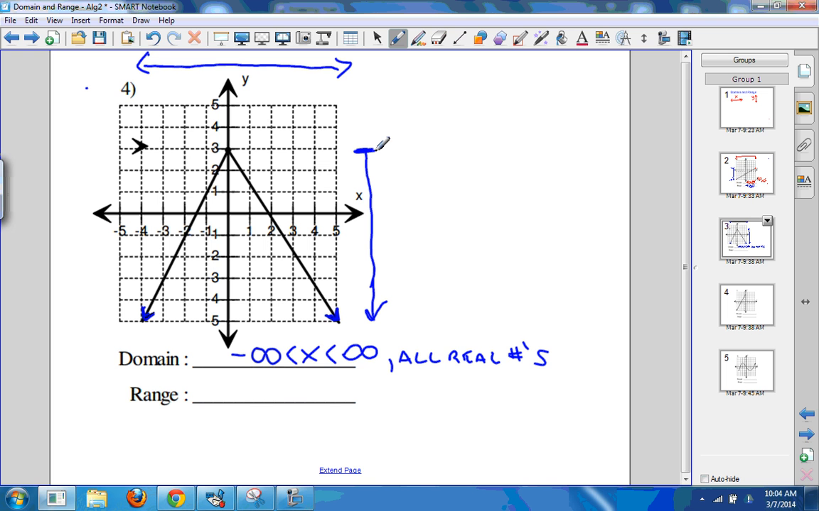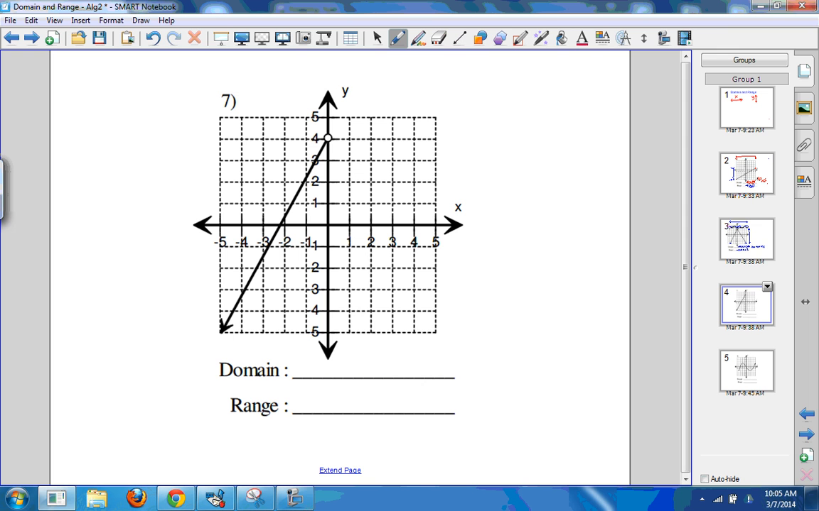So the range then, it's going to go on forever and ever down, but going up, it stops here at 3. So it's going forever in the negative direction, going down. So that means this is going to go from negative infinity. Y is greater than negative infinity and less than 3. So it's going from negative infinity to 3. The graph stops here at 3. There isn't anything up here above 3.